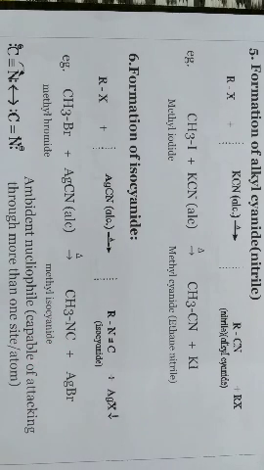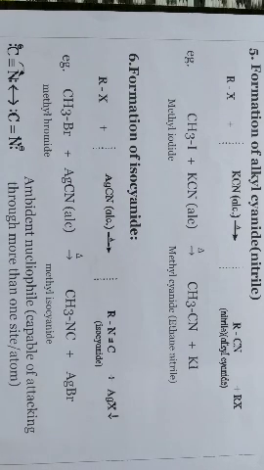So students, let's see here the difference between cyanides and isocyanides. Cyanide is the CN bonding, and isocyanide is the NC bonding. The cyanide group can be bonded either through carbon or through nitrogen. So when we use KCN, we will get the cyanide formation, and if we use AgCN, we will get the isocyanide formation. This type of nucleophile is called an ambident nucleophile, which has the capability of attacking through more than one site.